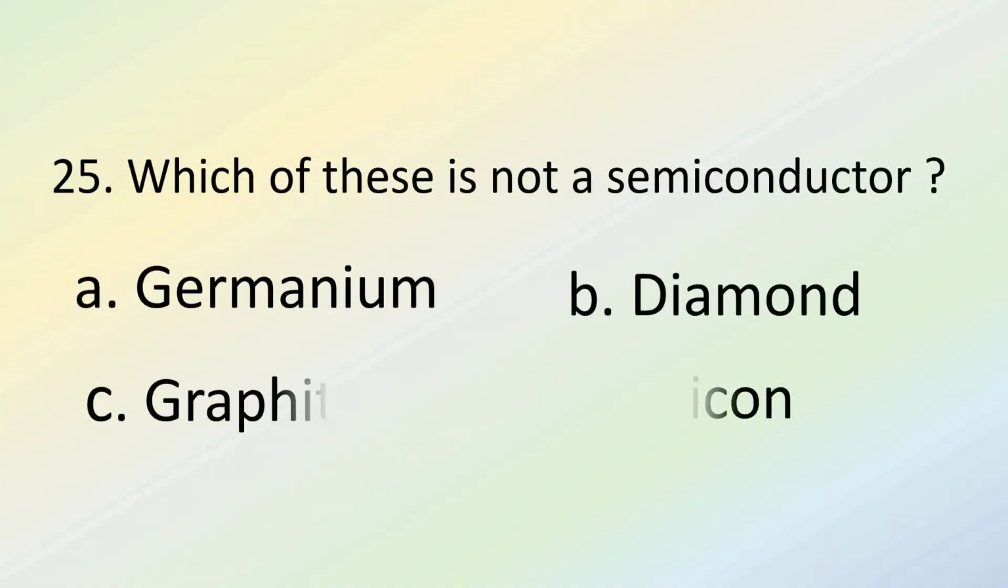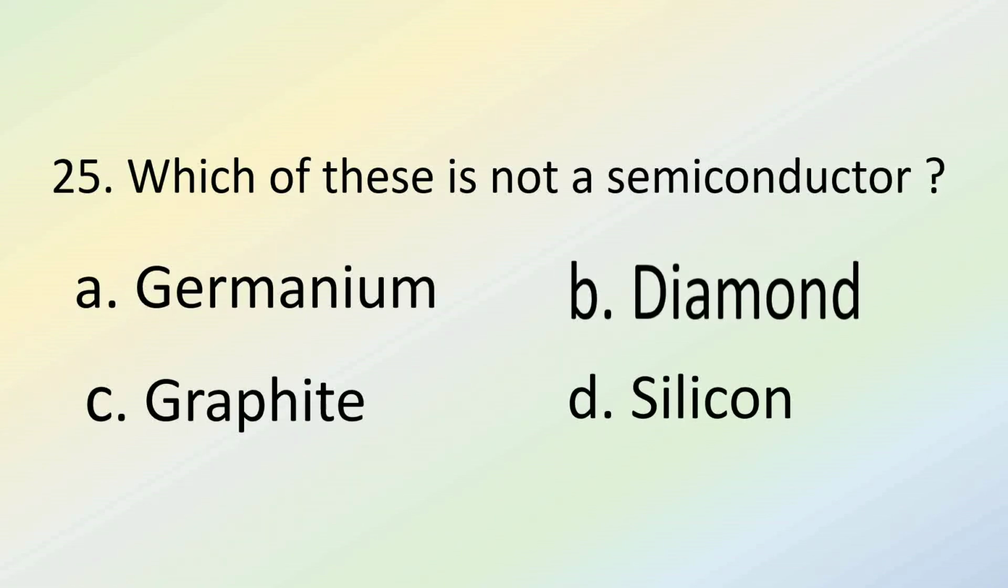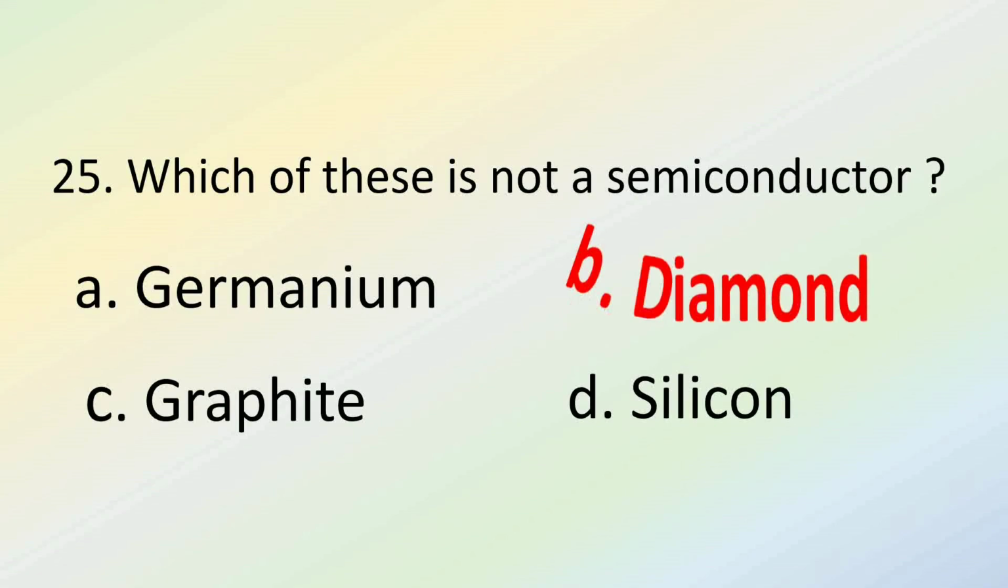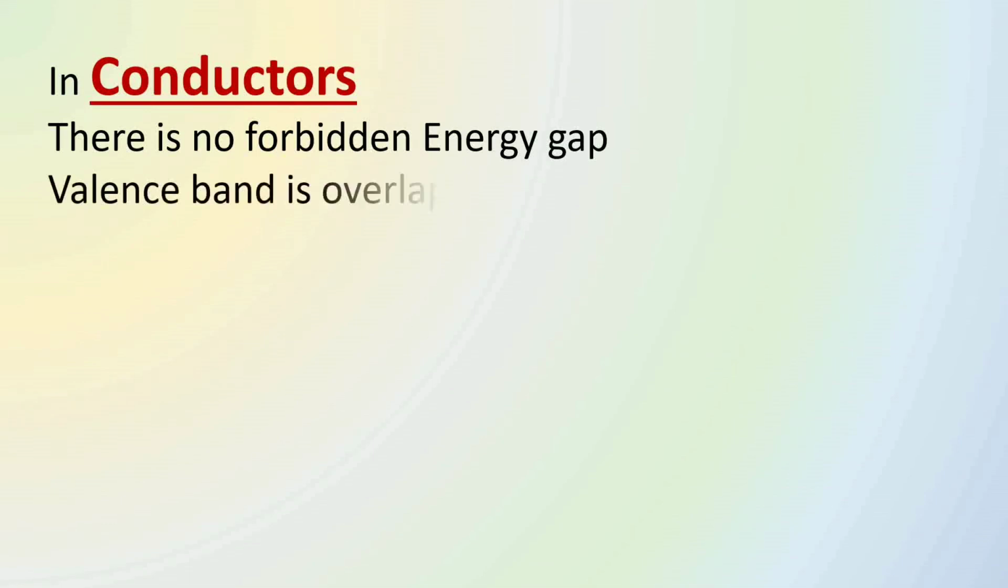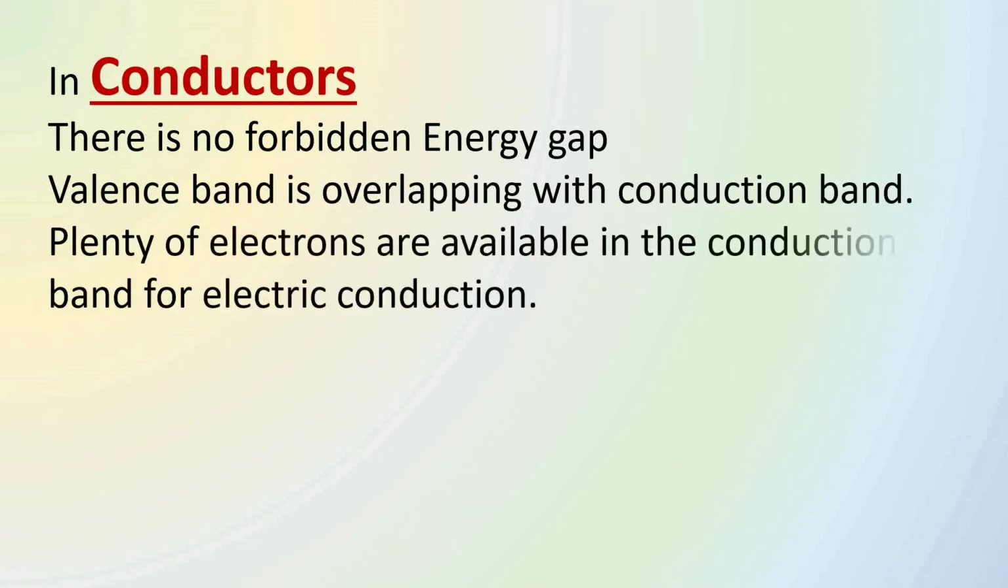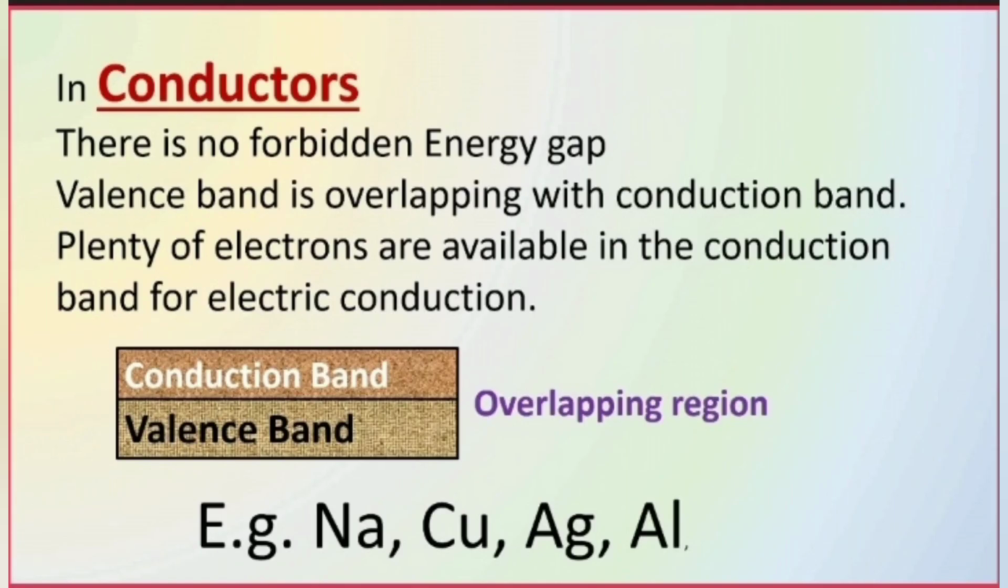Among the given options, germanium, graphite and silicon are semiconductors. Diamond is not a semiconductor. Diamond is an insulator. Depending upon the width of the forbidden energy gap, a solid can behave as a conductor, insulator or semiconductor. In conductors, there is no forbidden energy gap. Valence band is overlapping with conduction band. Plenty of electrons are available in the conduction band for electric conduction. For example, in sodium, copper, silver and aluminum.